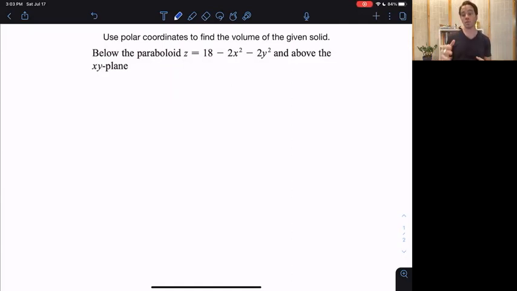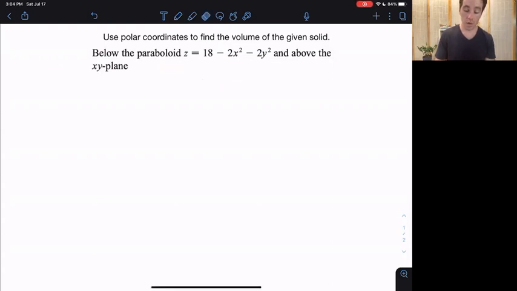The best thing to identify when it's going to get easier if you convert things into polar is if you have lots of x squareds, y squareds, and particularly if you have factors of x squared plus y squared, because that is going to turn into r squared. Square root of x squared plus y squared is okay too, because that turns into r. So this right here is a prime candidate for converting into polar coordinates, because this is going to be 18 minus 2 times r squared. Okay?